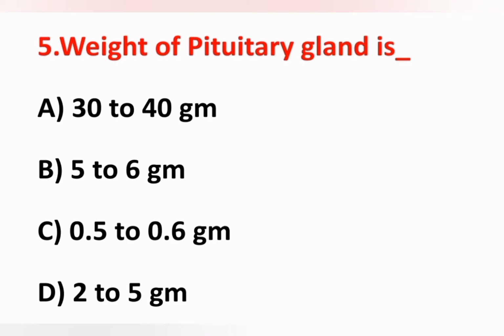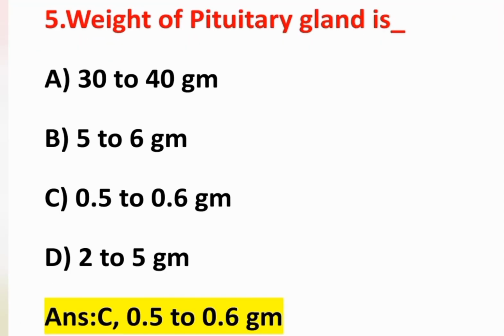The next question, question number 5, weight of pituitary gland is. Options are option A, 30 to 40 gram, option B, 5 to 6 gram, option C, 0.5 to 0.6 gram, option D, 2 to 5 gram. Correct answer is option C, 0.5 to 0.6 gram weight of pituitary gland.